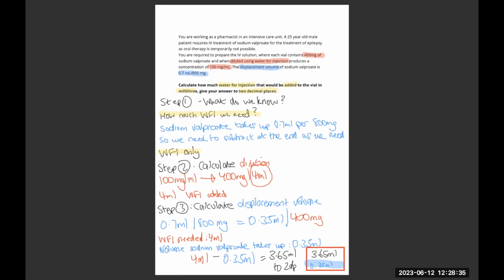Please see the playlist. So with this question, what's happened is we need to prepare an IV solution where we have sodium valproate that has a concentration of 100 milligrams per milliliter. We then need to calculate how much water for injections we need that should be added to the vial in milliliters and then give our answer to 2 decimal places as well.